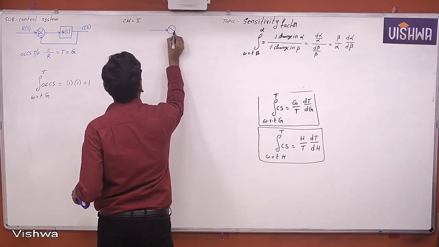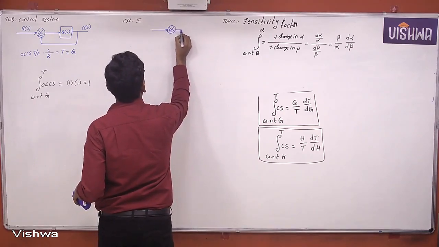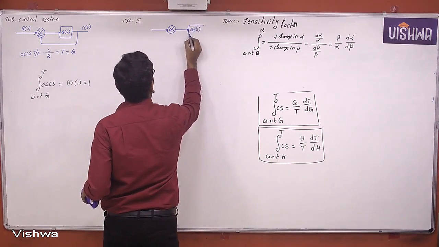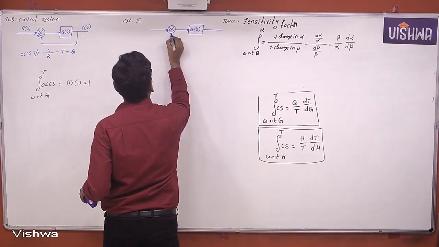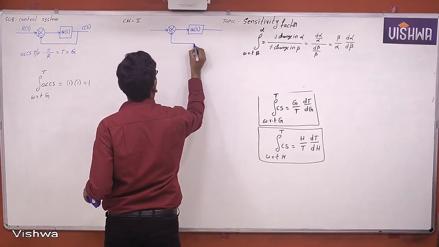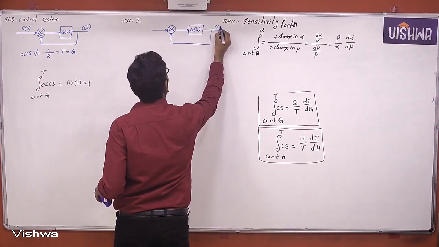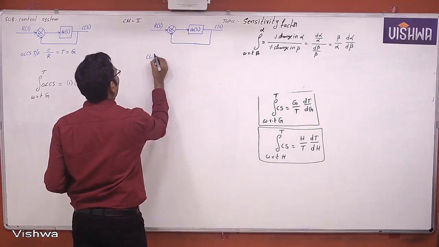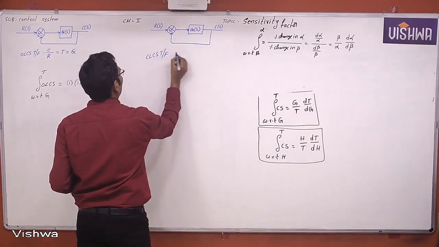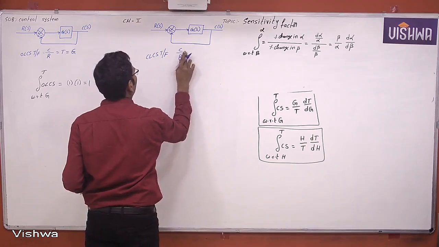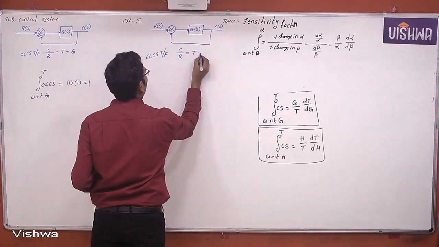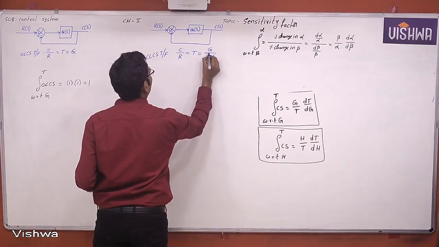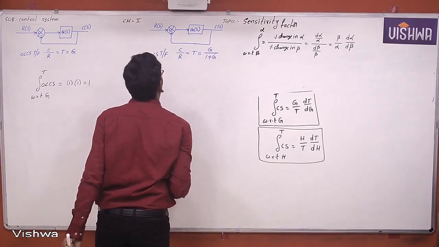Now we will see the sensitivity of the closed loop control system transfer function with respect to forward path gain. So what is the closed loop control system transfer function? The closed loop transfer function, output by input, is G by 1 plus GH.